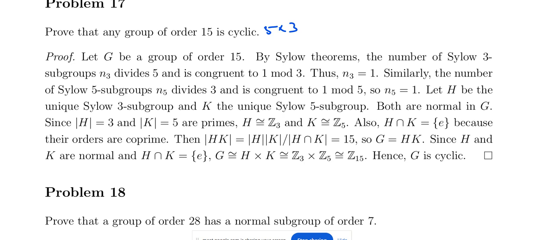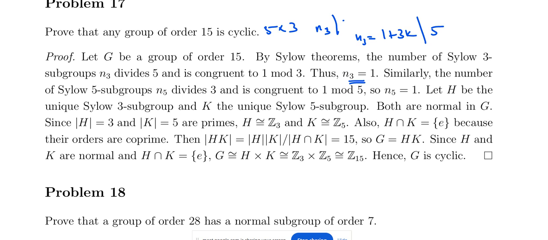n3 is of the form 1 plus 3k, am I correct? This 1 plus 3k should divide 5. So the only possible n3 is 1. k equals 0 gives 1, and only 1 divides 5. So n3 equals 1.